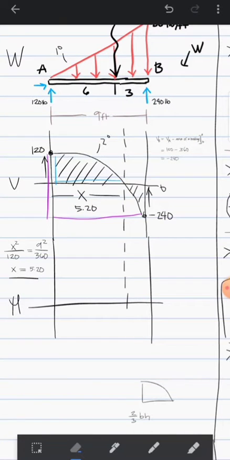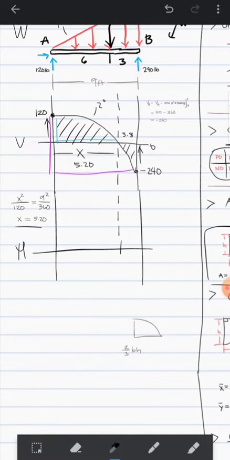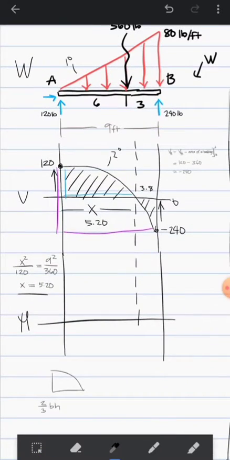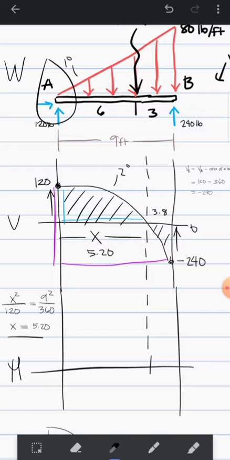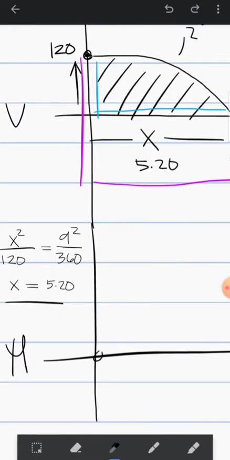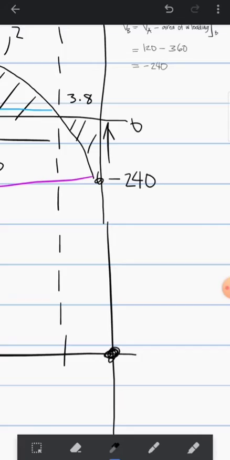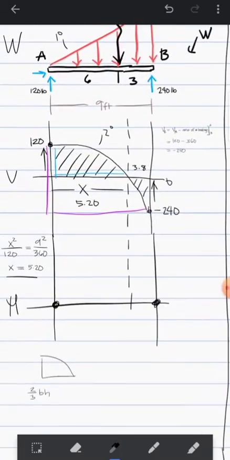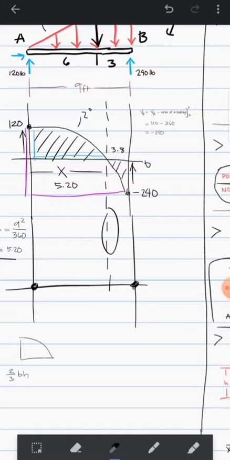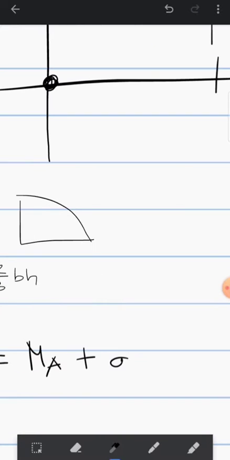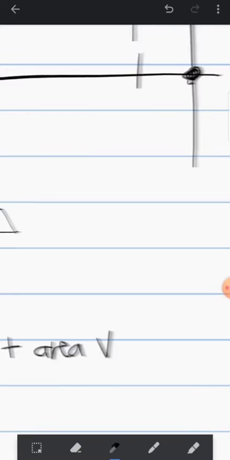Now that we have 5.20, to get the value of moment at A, since there's no concentrated moment here, it's just shear, we will start at 0. Also at the end, since there's no concentrated moment, it will end at 0. For the maximum moment, the formula is MB equal to MA plus the area of shear from A to B.